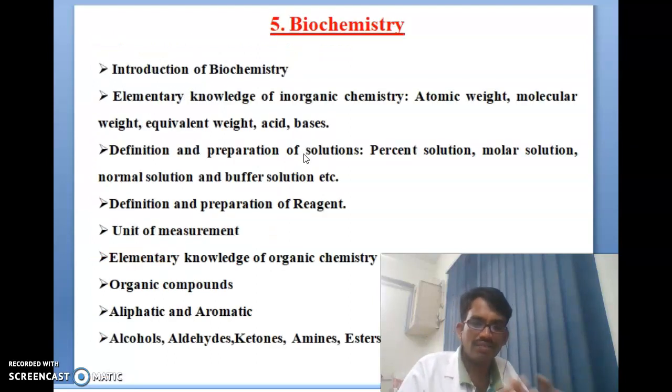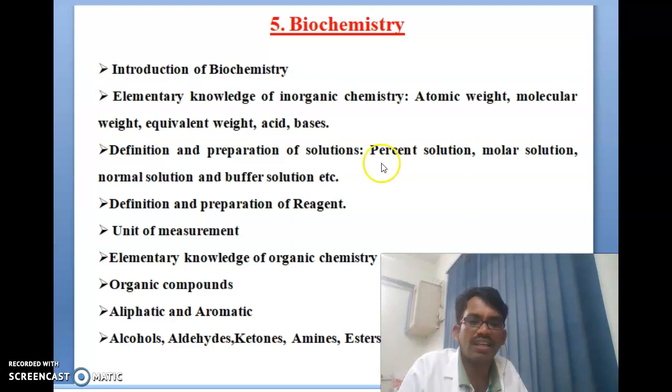And the last subject is biochemistry. This plays a major role in DMLT, so most of the tests are assigned by this subject. So what is biochemistry, and what is its importance in medical labs? You can discuss the introduction of biochemistry and elementary knowledge of inorganic chemistry: atomic weight, molecular weight, equivalent weight, acids and bases, definition and preparation of solutions, percentage solution, molar solution, normal solution, and buffer solution. These things will be learned in the biochemistry subject. These are the core topics of biochemistry in the DMLT course.